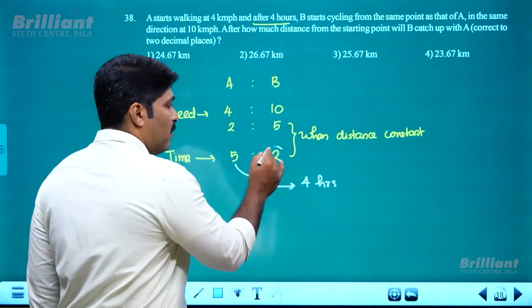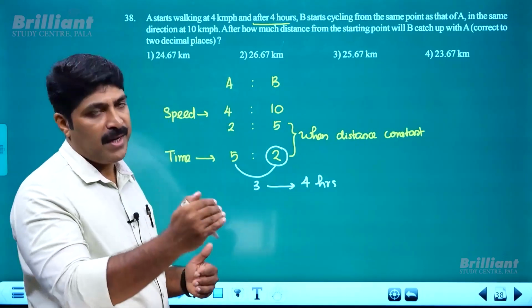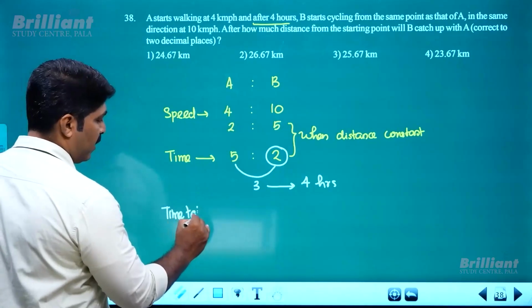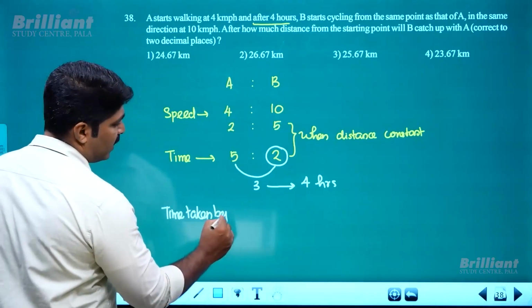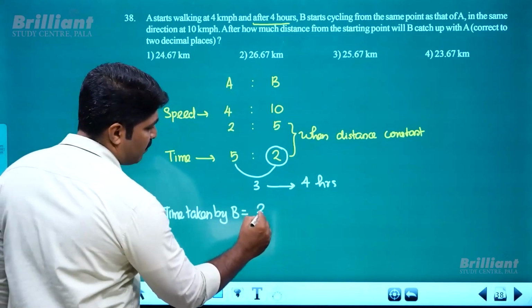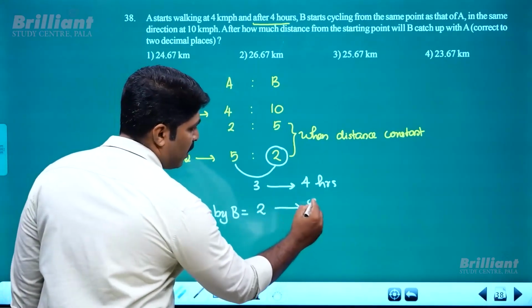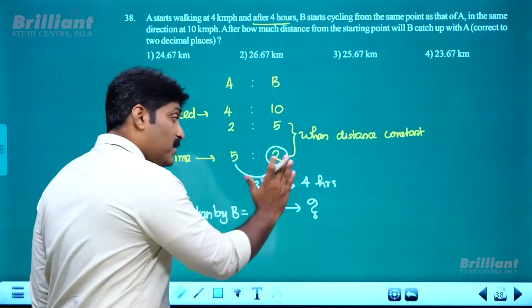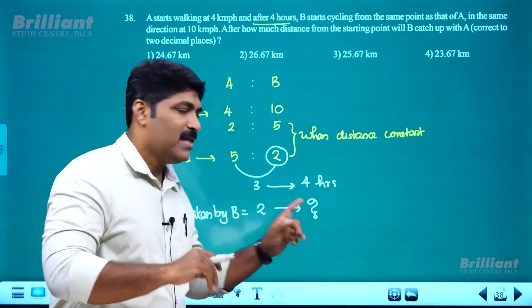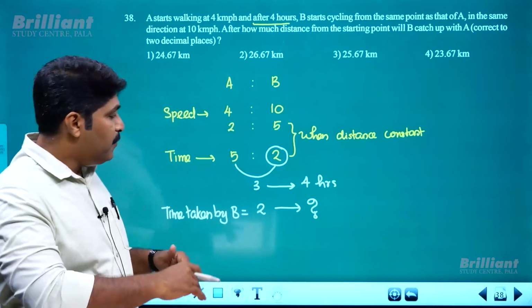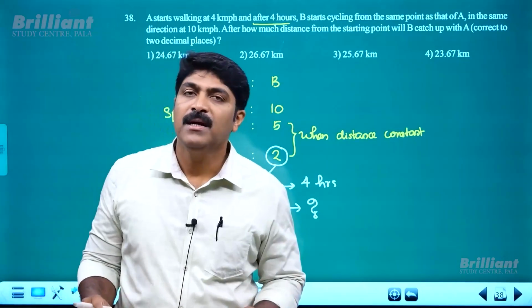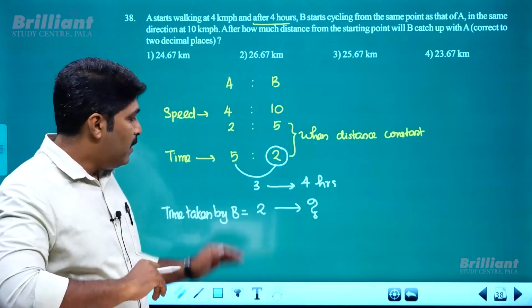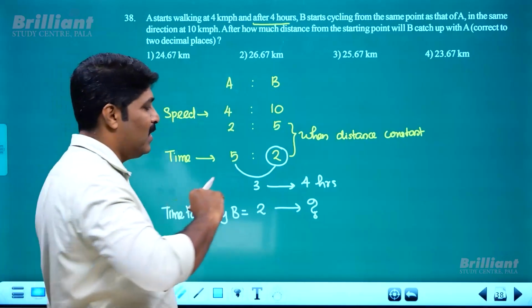So I am considering the time taken by B for covering this distance. Therefore, the time taken by B for this entire trip is represented by 2. We are going to find out what this 2 represents. As 3 represents 4 hours, what will be the value of 2? So how to do it? You just consider the logic behind this unitary method. 3 chocolates cost 4 rupees. Then what is the price of 2 chocolates?